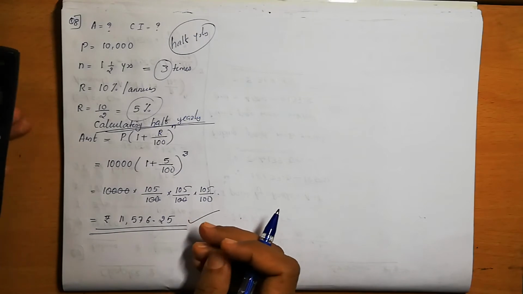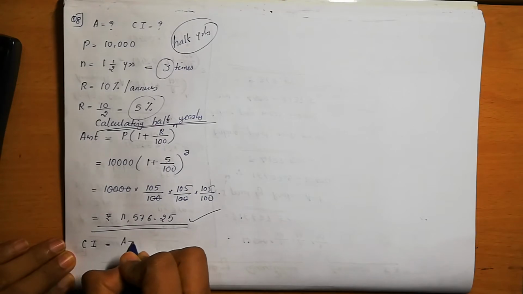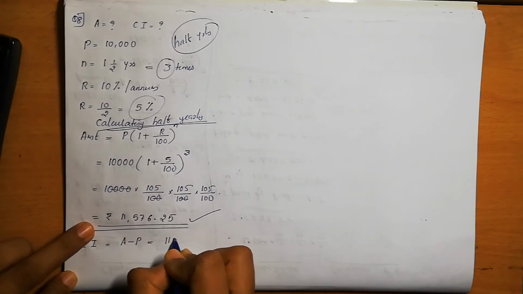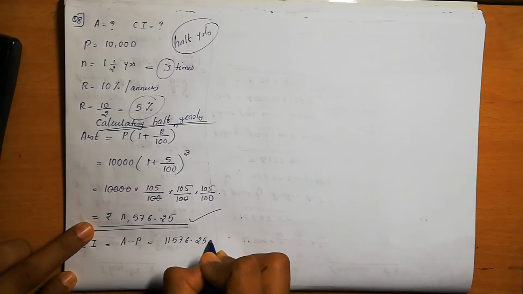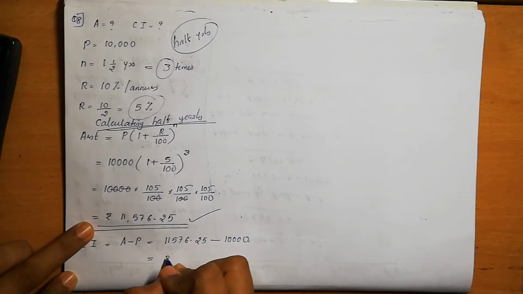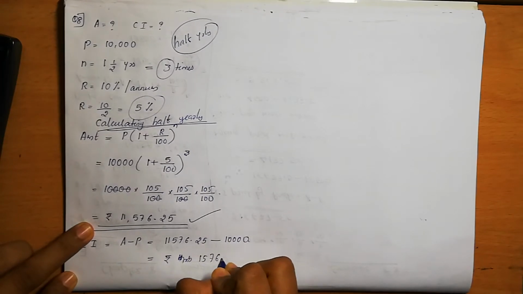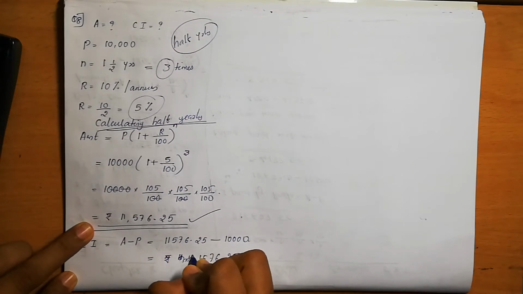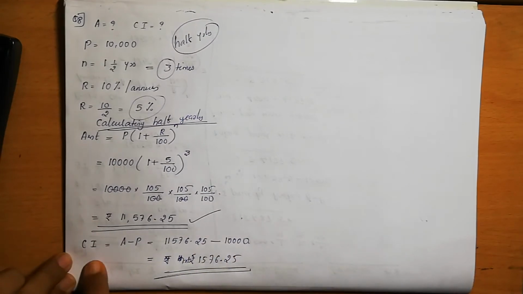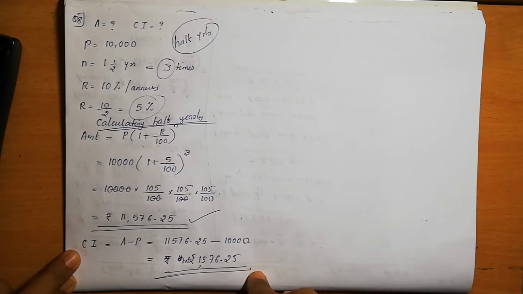Next we need to find the compound interest, right? Compound interest is equal to amount minus principal. That means 11,576.25 minus principal amount 10,000. So what we will get? Subtracting, we will get rupees 1,576.25. So this is the difference. So compound interest, if we are calculating half yearly, what is the compound interest? Rupees 1,576.25 is the compound interest.